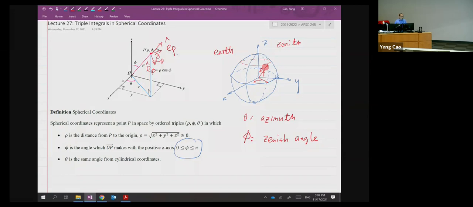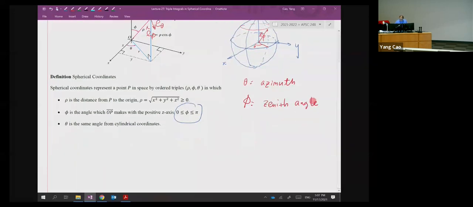But of course, we always consider Earth as a constant radius, so the rho is a constant. So literally you could just use theta and phi, which often in time we just say what's the latitude and what's the longitude, to decide on the actual location.